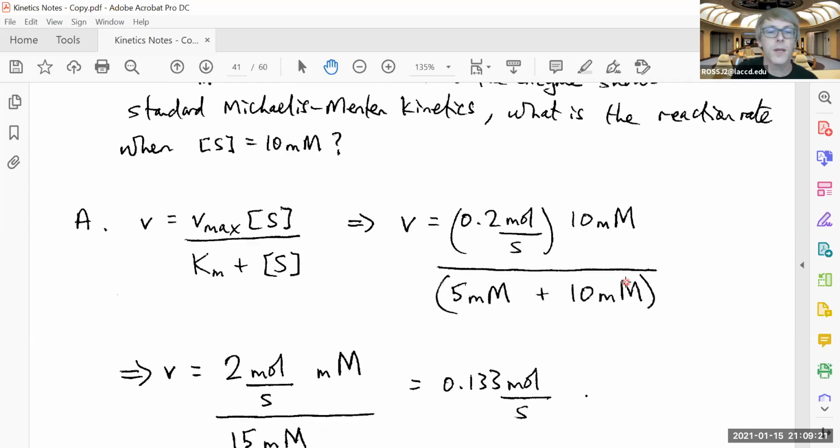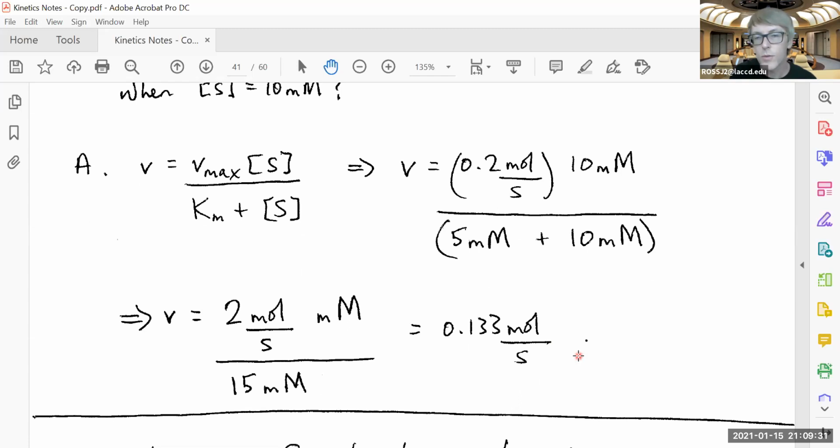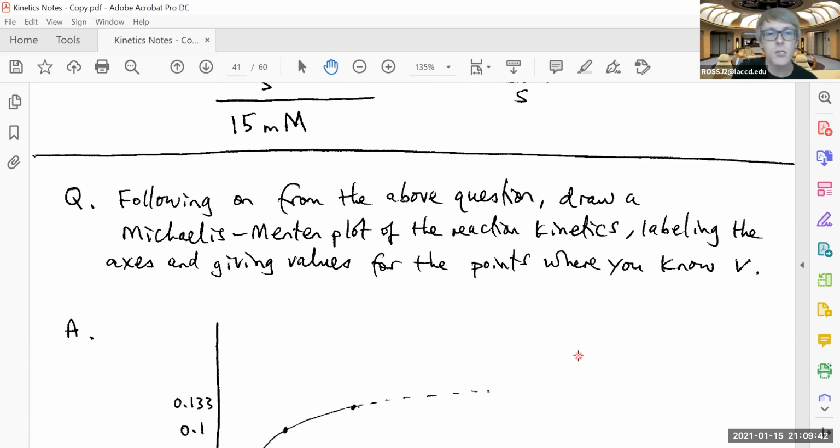Okay, so we have our Michaelis-Menten equation here. We plug our numbers in to solve for rate, and we get a value of 0.133 moles per second. So that's another example of plugging in some numbers. You can pause the video and practice that at your leisure.